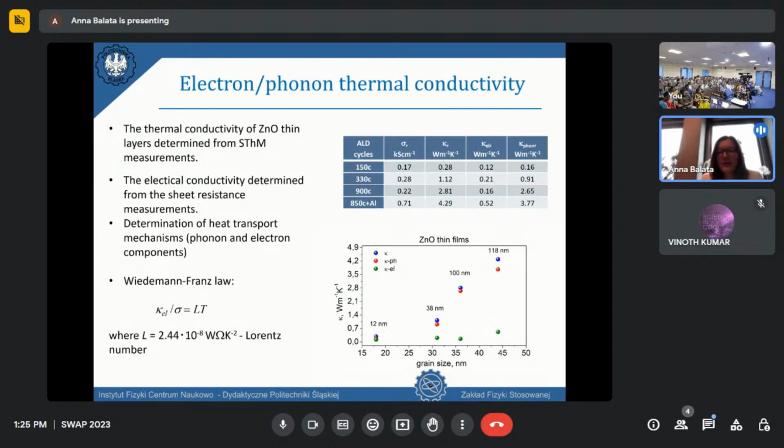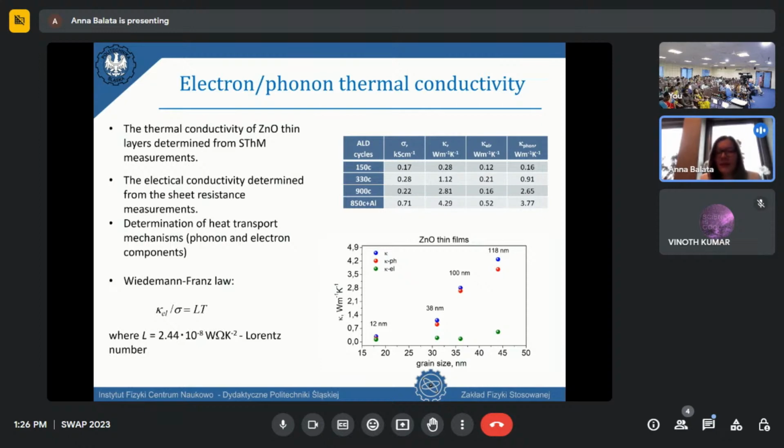We also measured the thermal conductivity and electrical conductivity of these layers, and the values are gathered in the table. We see here the electrical conductivity is in kilo Siemens per centimeter, from 0.17 to 0.7 for the doped layer. In the next row we have thermal conductivity, and we see that thermal conductivity increases with the increase of deposition cycles. It means with increase of layer thickness.